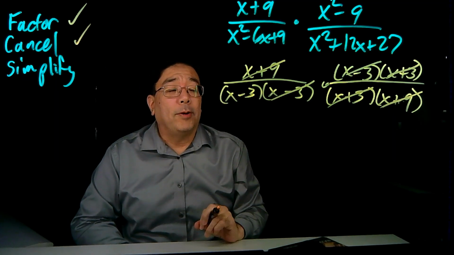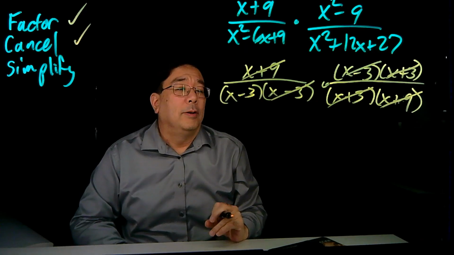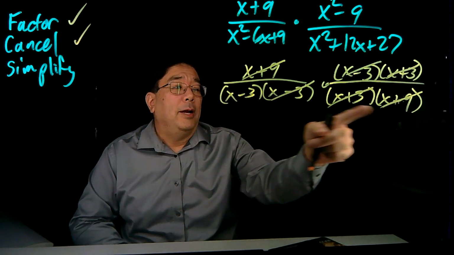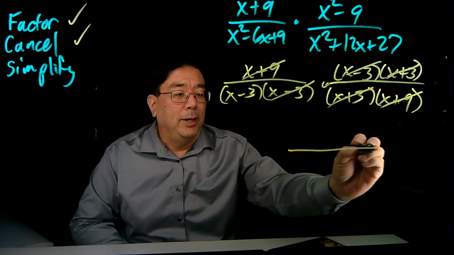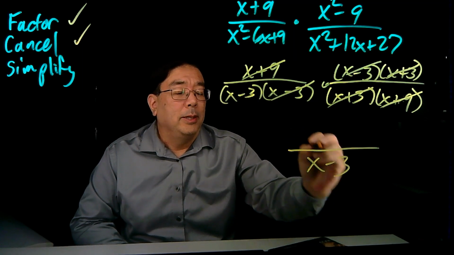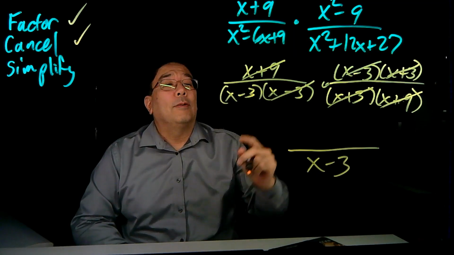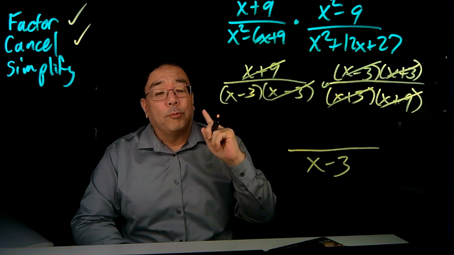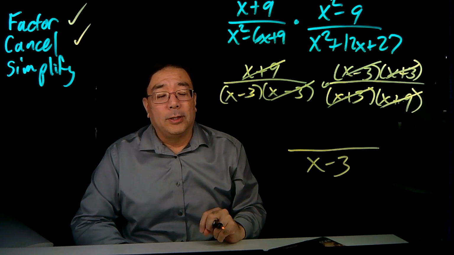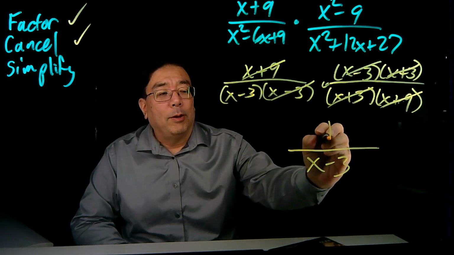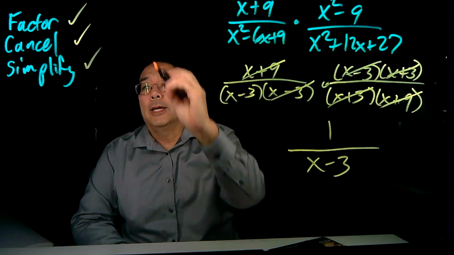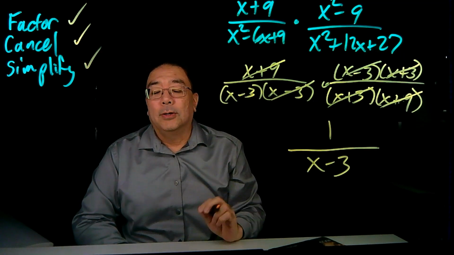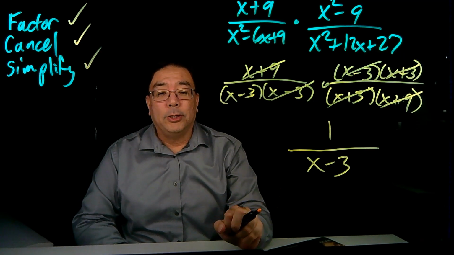And for simplifying just means what's really left over. On our denominator, everything canceled except for this x minus 3 here, right? So we still have that x minus 3. And in the numerator, well, it looks like everything canceled, but remember, you always still have that factor of 1. So you still have that 1 in the numerator. So for these types of problems, again, it's factor, cancel, and simplify. And that's how you do that type of problem.